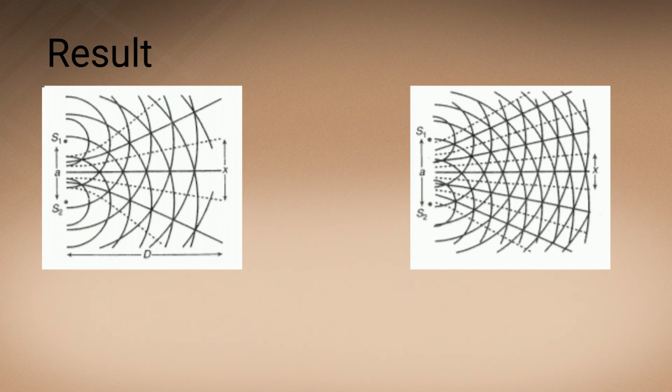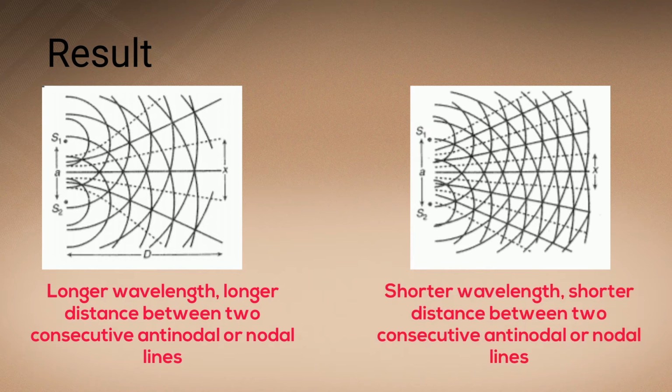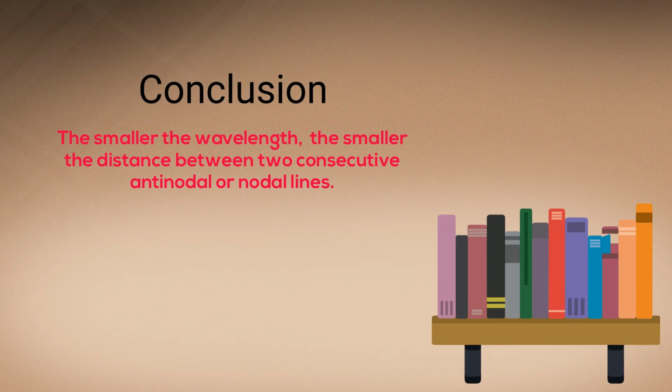These are the expected results of the experiment. From the results, the left figure shows that when we increase the wavelength, the distance between 2 consecutive antinodal or nodal lines increases. Conversely, the right figure shows that when we decrease the wavelength, the distance between 2 consecutive antinodal or nodal lines decreases. In conclusion, the smaller the wavelength, the smaller the distance between 2 consecutive antinodal or nodal lines.